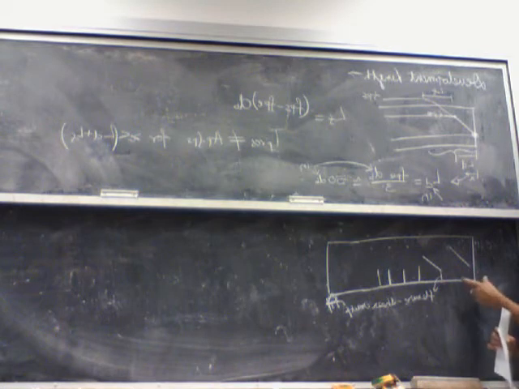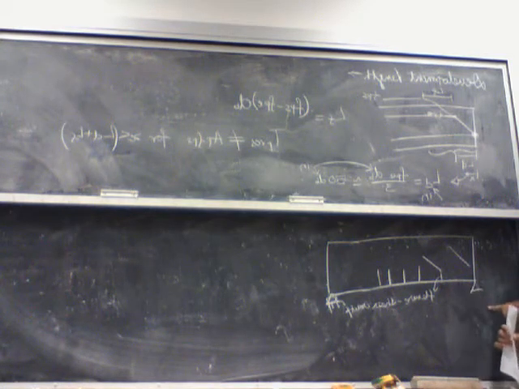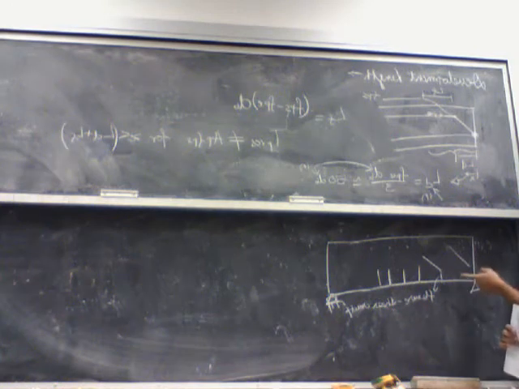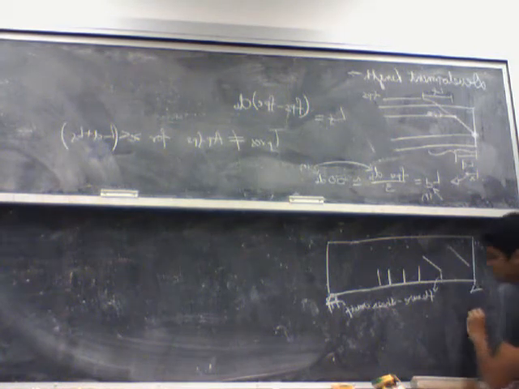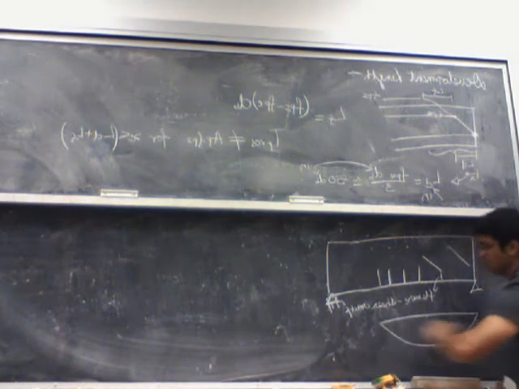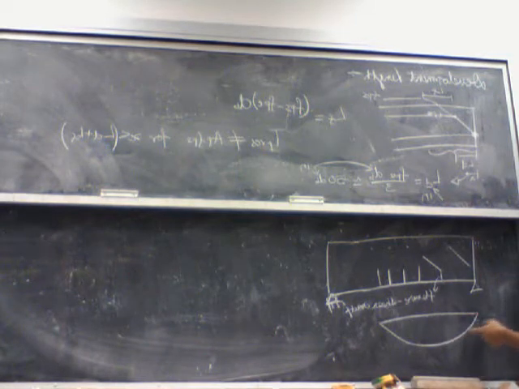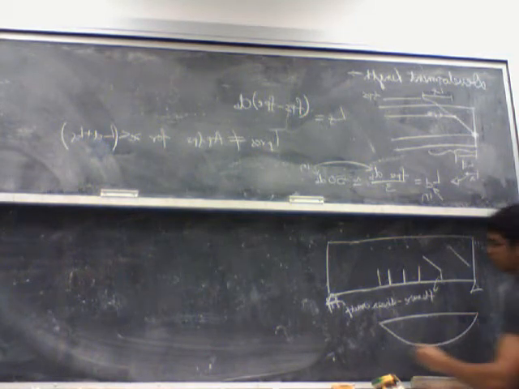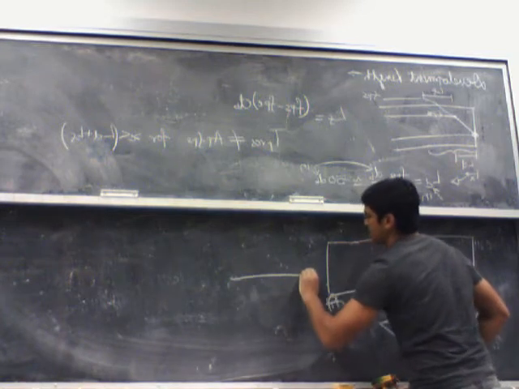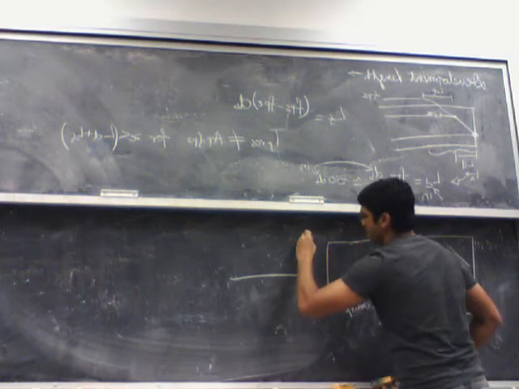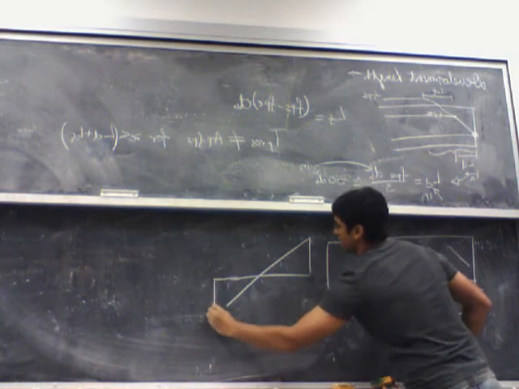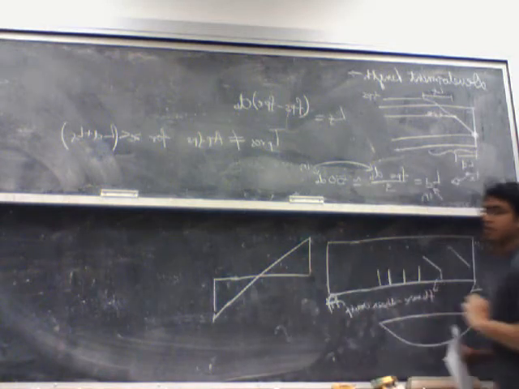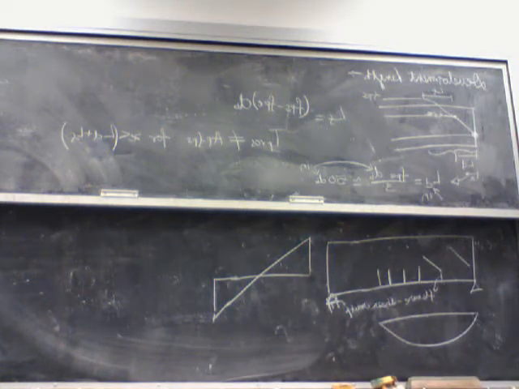Because what is actually happening is near the support, my moment is small, but my shear is quite large. My moment diagram looks something like this, so my moment gets smaller towards the support. But if I draw my shear diagram, it is a maximum near the supports and small near the midspan. So near the supports, it's dominated by shear cracks.